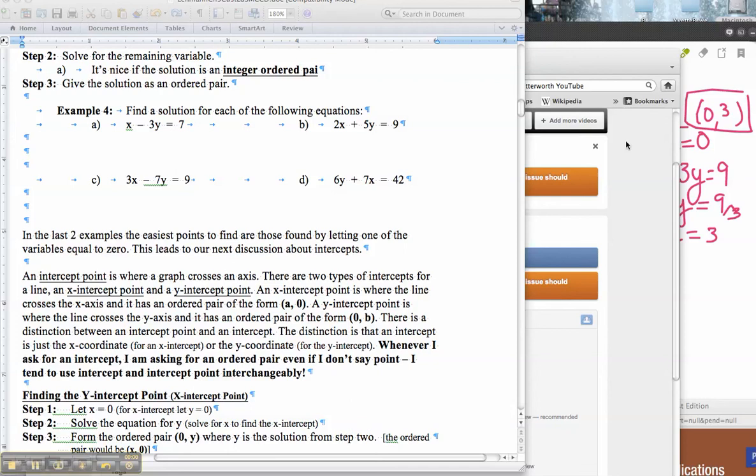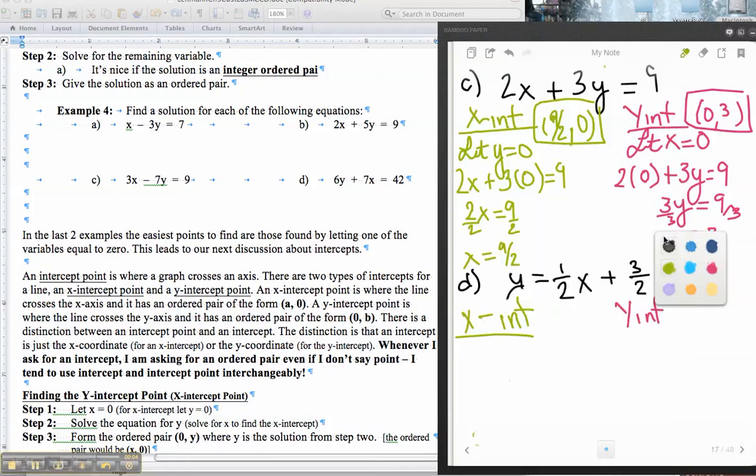All right, moving along here, we have this last problem to do that I did not quite finish on the last one. So first of all, we're going to do our x-intercept. We're going to let our y equal to 0 here. And when y equals 0, we have 0 is equal to 1/2 x plus 3/2.